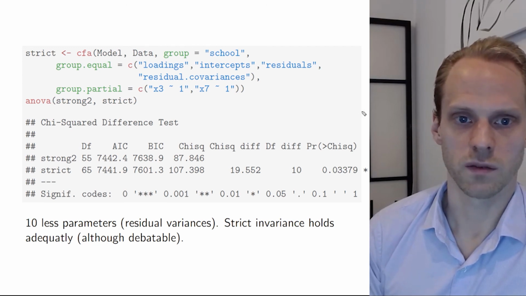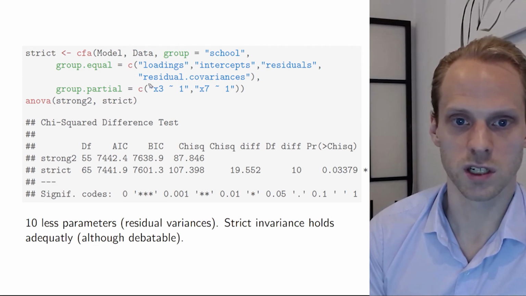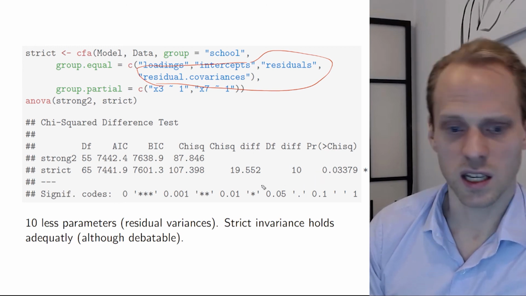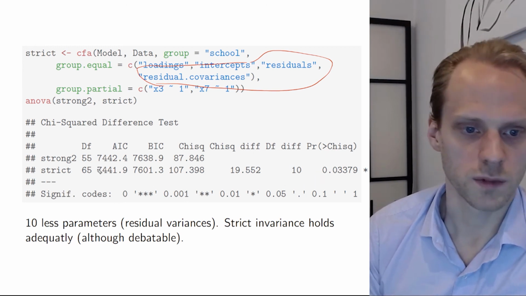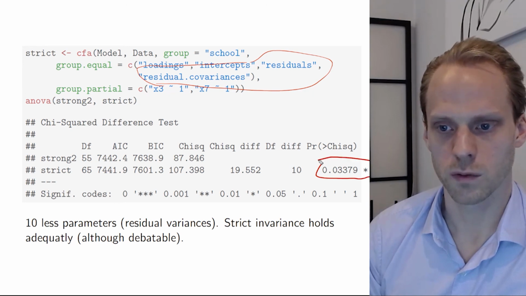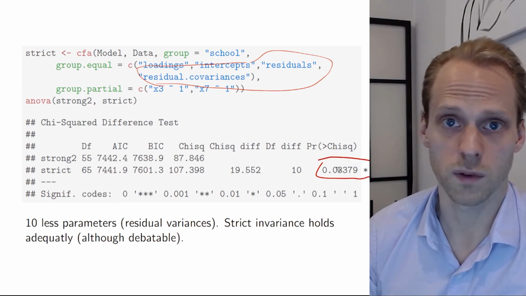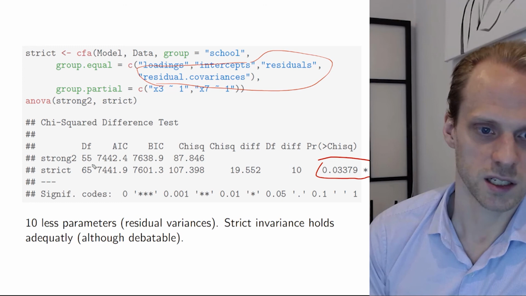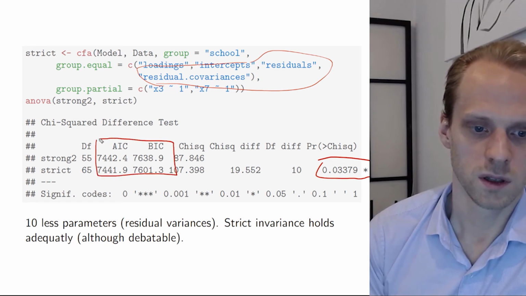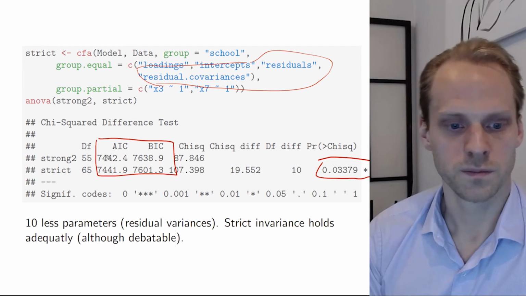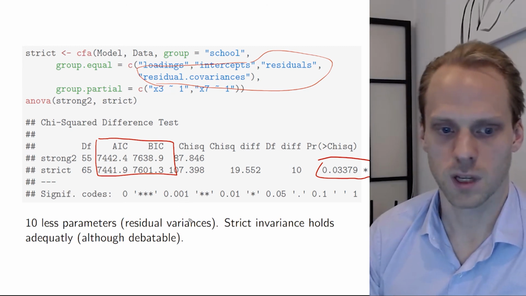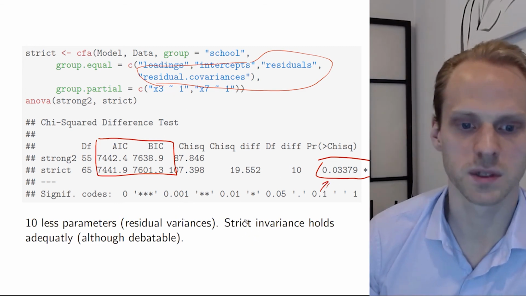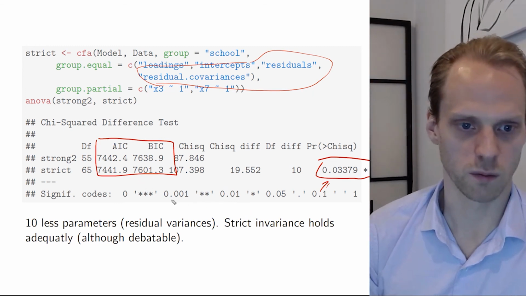Okay, so then we can do that in lavaan as well. We add residuals and the residual covariances here in the group.partial argument. And there are some other ways to do this as well. In this case, it's questionable. The p-value here is 0.03379, so it's below 0.05. If we establish that as alpha, this would be a rejection of the hypothesis. But the BIC and the AIC are actually better for the strict invariance model. So it's debatable. You can say, okay, this seems alright, but there's something here. We might want to look at partial strict invariance, perhaps. But this would also be a model that we can work with.